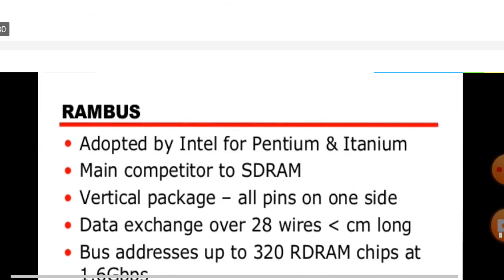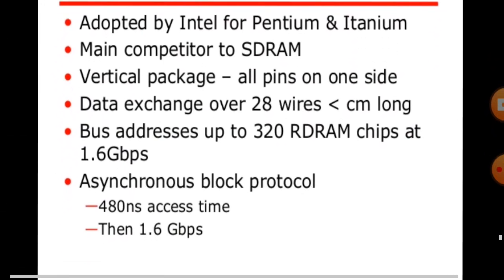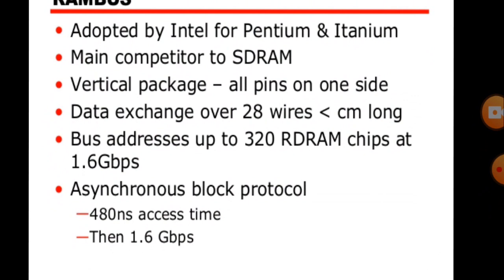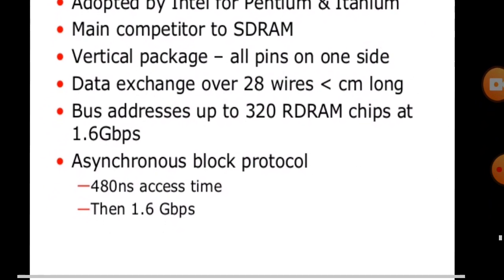Then Rambus, adopted by Intel for Pentium and Itanium main computers, an alternative to SDRAM. Vertical package, data exchange over 28 wires, less than a centimeter long, bus addresses up to 320 RDRAM chips at 1.6 gigabits per second, asynchronous block protocol, etc.